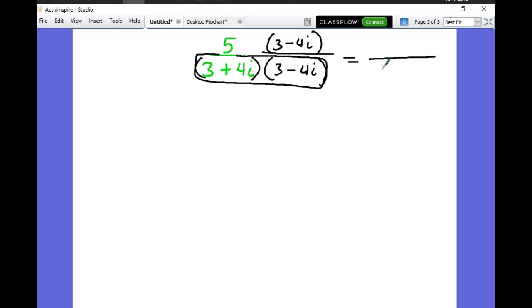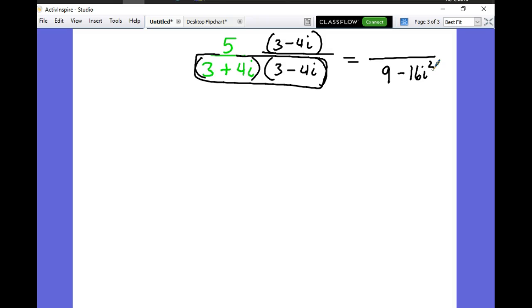What's 3 squared? And then you square 4i. What would that give you? 16i squared. Yes. 4 times 4 is 16. I times I is I squared. And it's a minus. Remember the shortcut? Oh, 9 plus 16. Oh, my bad.